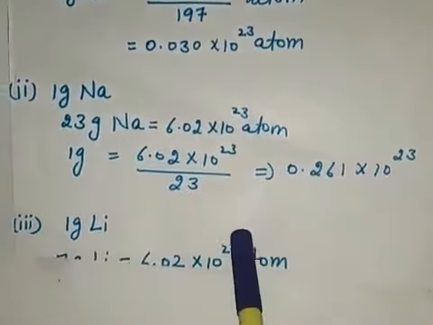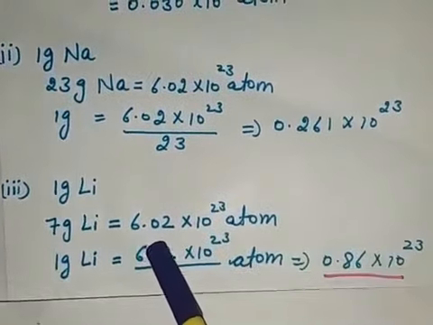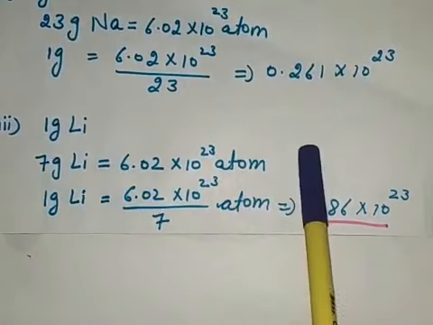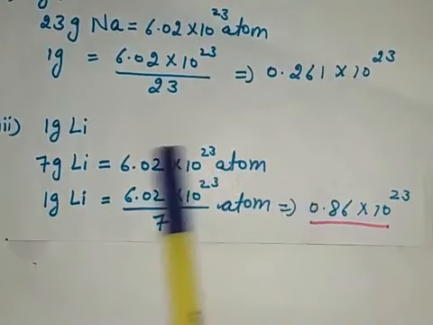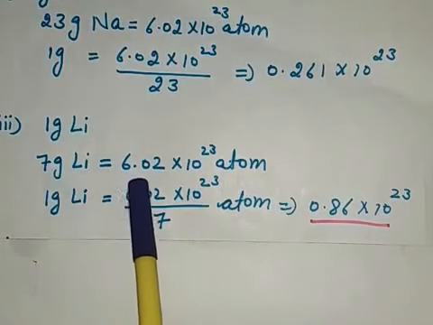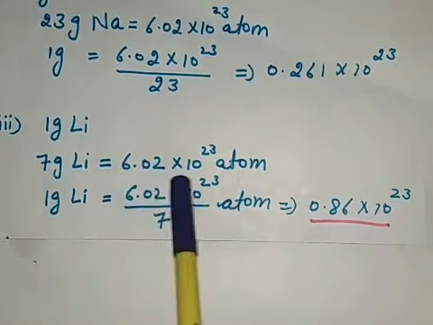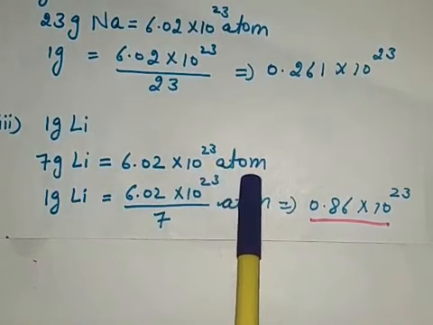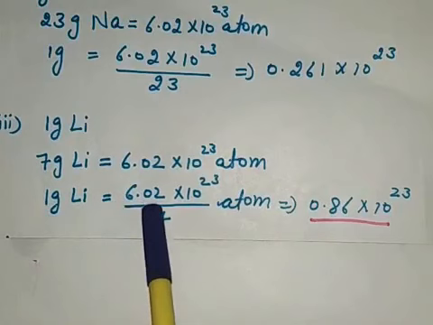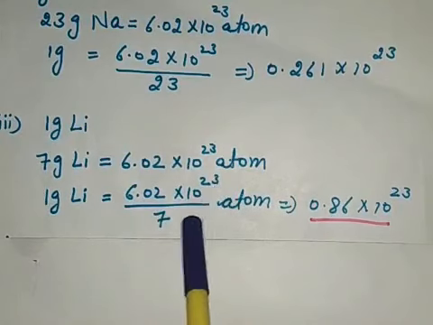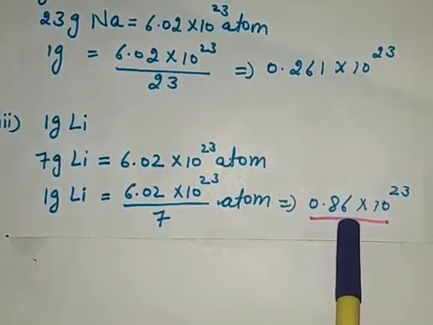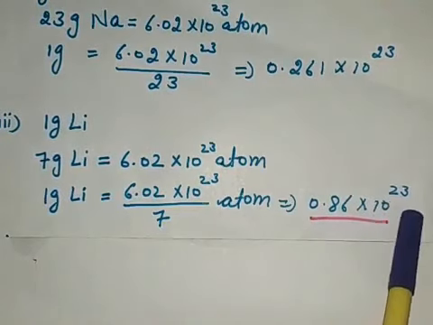Now in third part, lithium. So 1 gram lithium. So atomic mass of lithium is 7 gram. So 7 gram lithium contains 6.02 into 10 to the power 23 atoms. So 1 gram of lithium is equal to 6.02 into 10 to the power 23 divided by 7, and it is equal to 0.86 into 10 to the power 23.